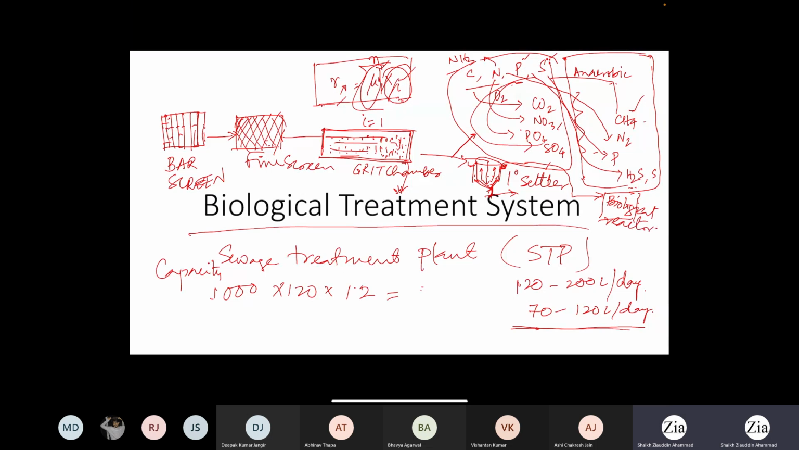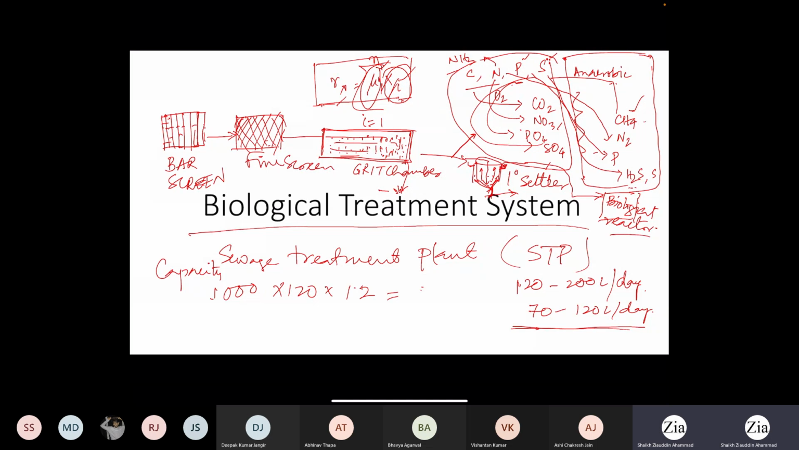Biological reactor or biological treatment system. So in the pre-treatment process, you actually have bar screen, fine screen, grit chamber, settler. These are all part of the pre-treatment process. And from the grit chamber, whatever solid material sludge you get will be dried, and if it is possible to use it in construction, then people will just use it in construction.